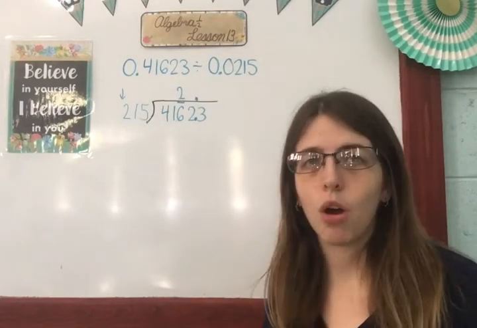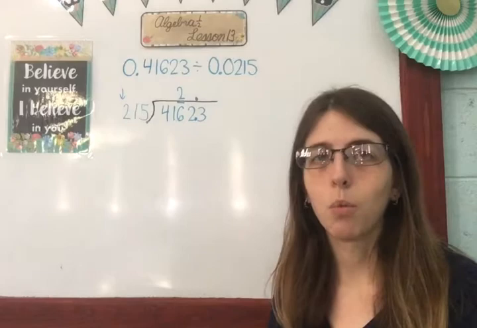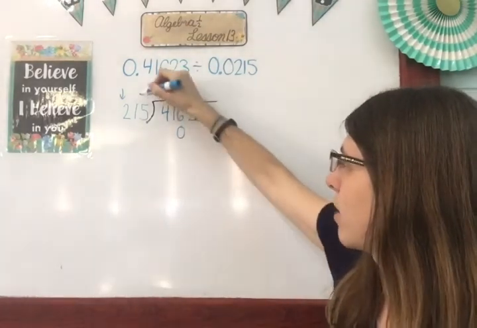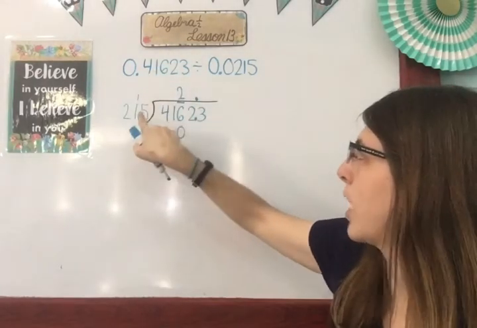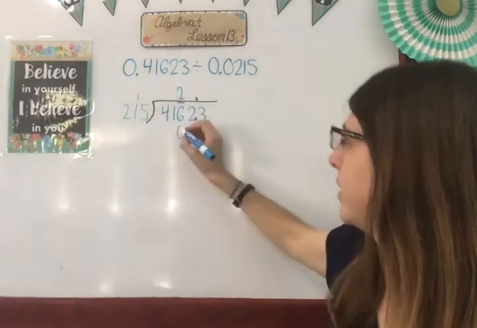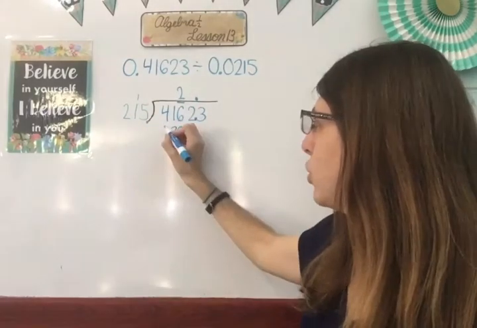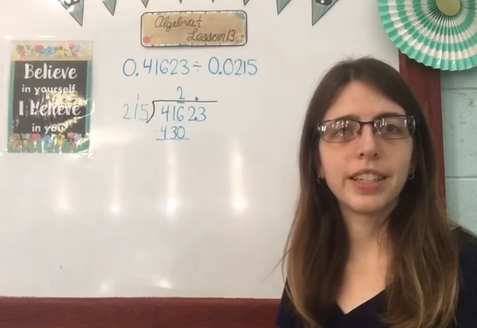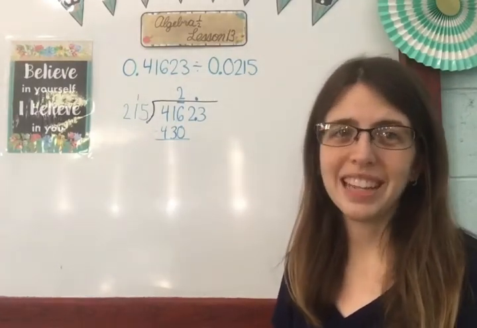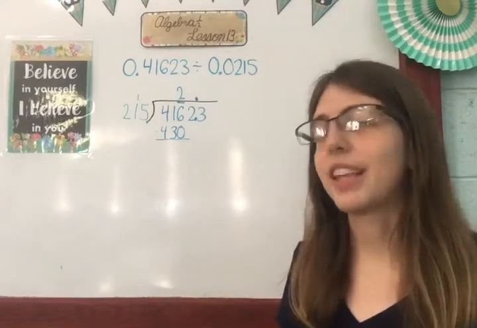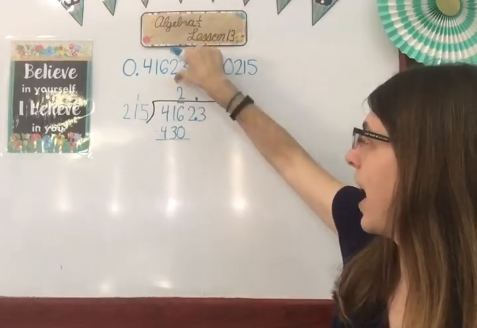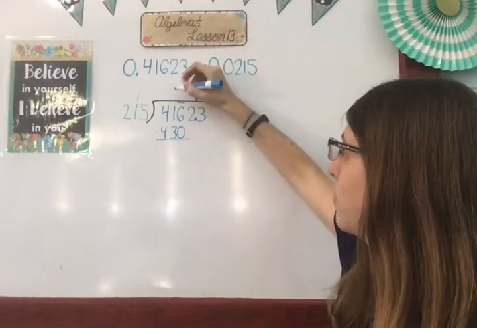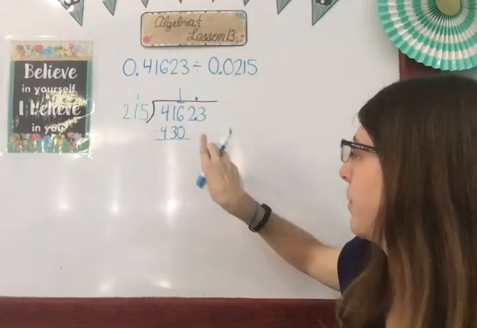But in division, there's always trial and error. It may not work, so I have to try it. 2 times 5 is 10, carry my 1. 2 times 1 is 2, plus 1 is 3, and 2 times 2 is 4. Can I subtract 430 from 416? Unfortunately, I can't. It's too big. So that means I have to go back up to this 2 and change it. I have to try a smaller number. So I'm going to go to the only smaller number that I have left. I'm going to try 1.